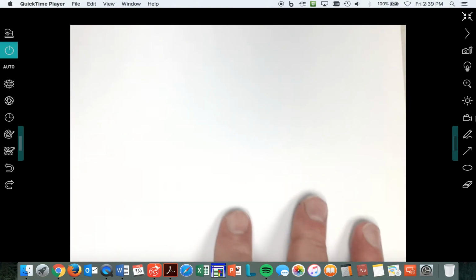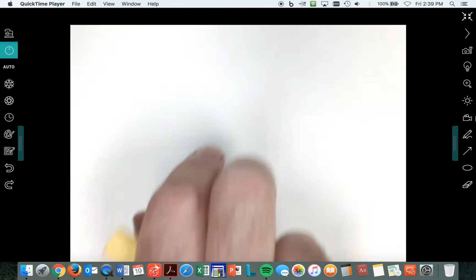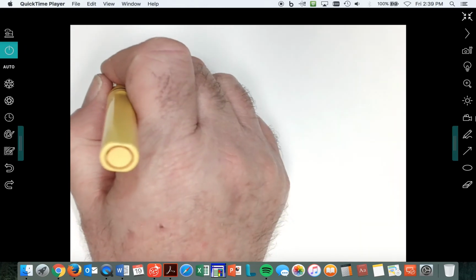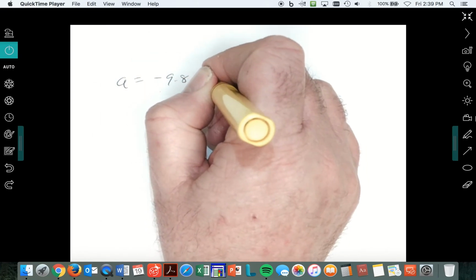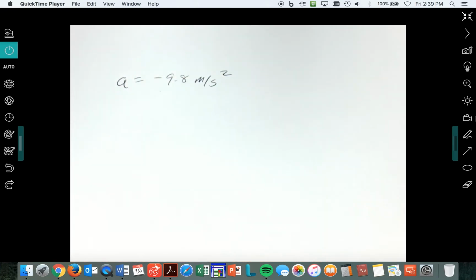It's free. It doesn't make any difference. You know, they make a big deal that it's free fall. It's a free fall problem. All they're doing is saying that, hey, the acceleration is negative 9.8 meters per second squared.